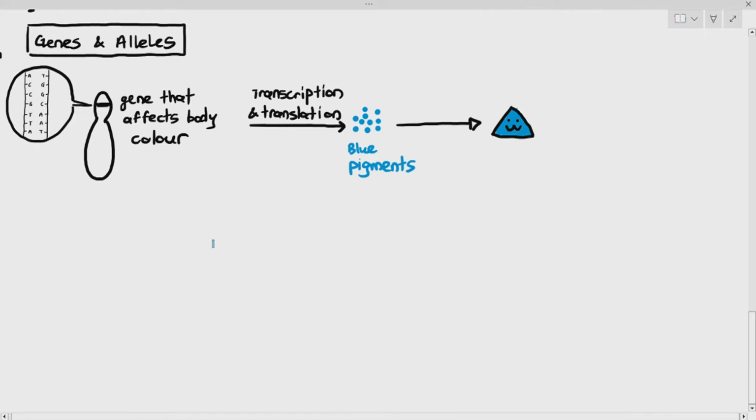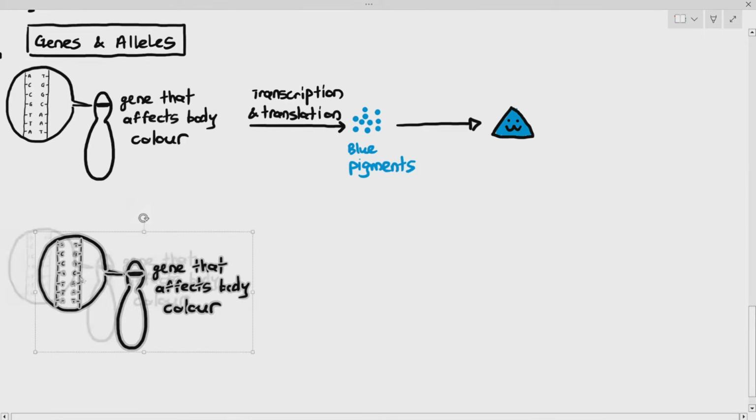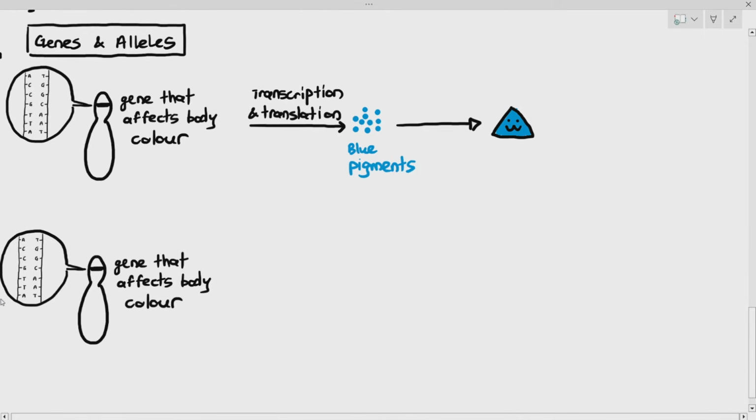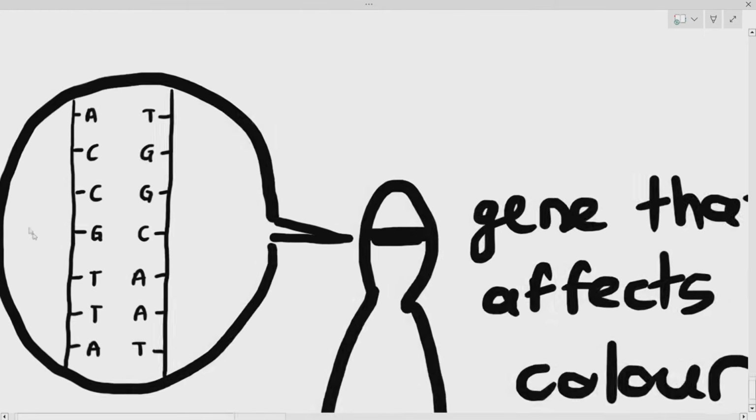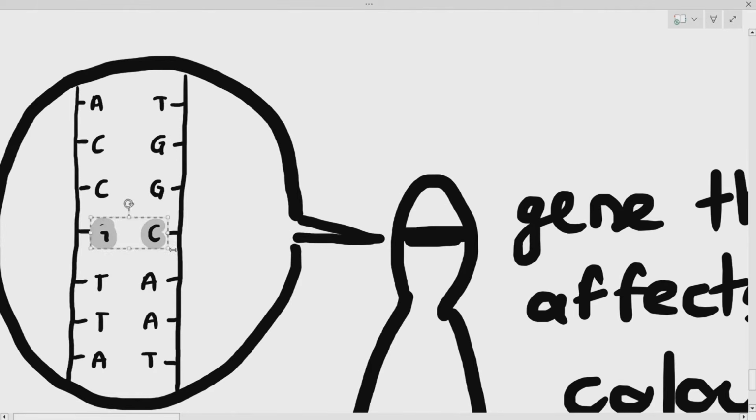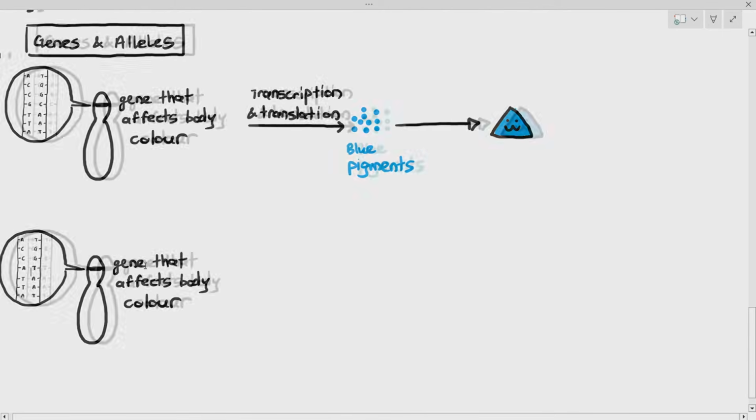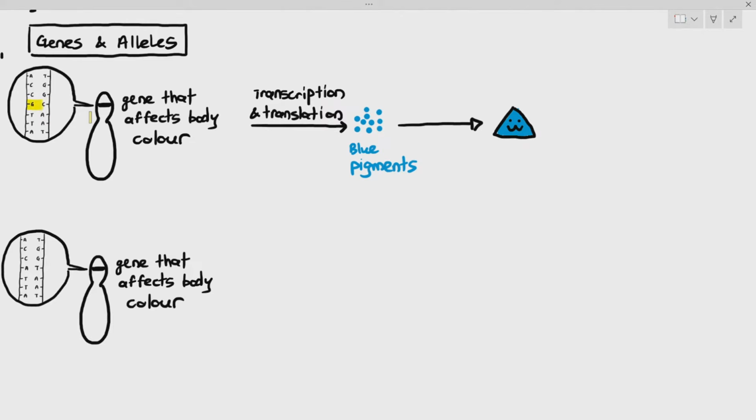It makes the organism become blue in color. Now, as an example, I'm putting another gene for body color at the bottom there, but I'm just zooming in. You can see the base sequence, and I'm just changing the base sequence slightly. So in this case over here, from GC, I'm going to put it as AT. So this gene also affects the body color, but the base sequence is slightly different.